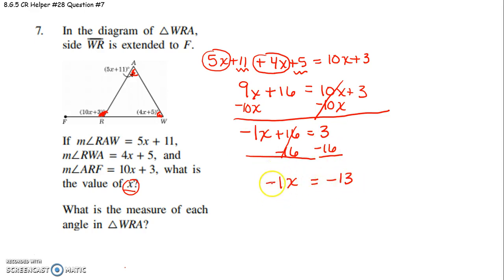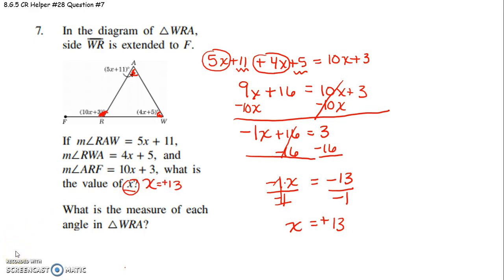To get x all by itself, what's the operation between the negative 1 and the x? That's multiplication. How do we undo multiplication? We undo multiplication with division. We'll divide by whatever number x had been multiplied by, the coefficient of x. So I'll divide the left-hand side by negative 1. If I'm dividing the left-hand side of the equal sign by negative 1, I must divide the right-hand side by negative 1. Negative 1 divided by negative 1, that's a fancy form of 1. 1x is just x. Equals negative divided by a negative is a positive. 13 divided by 1 is 13. So the value of x is a positive 13.